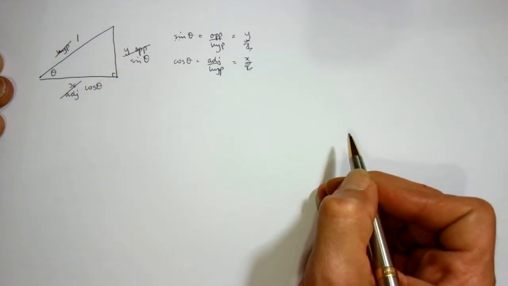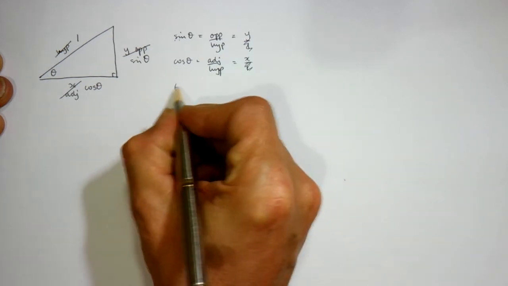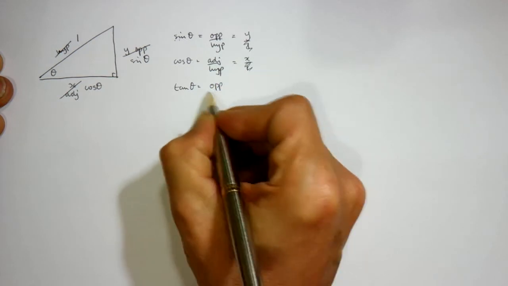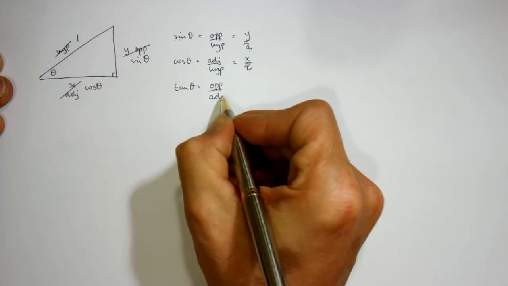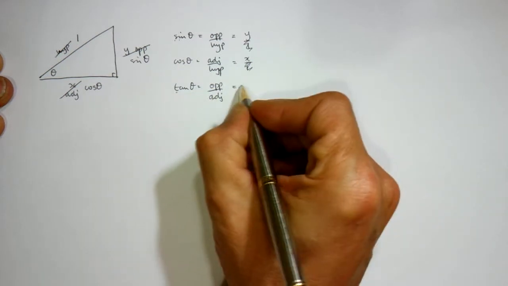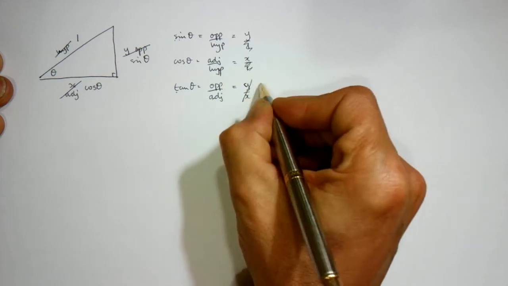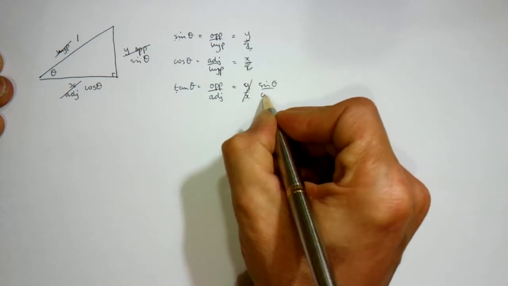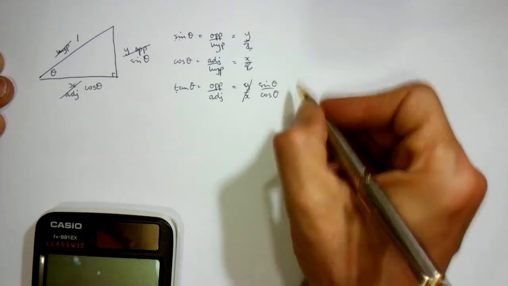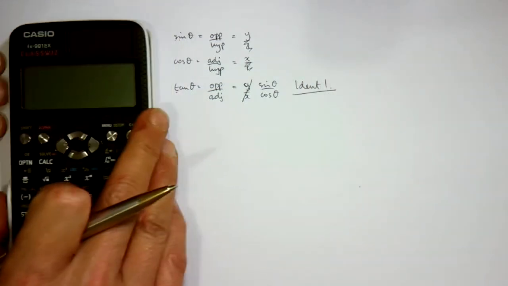Okie dokie. So we know that tan of theta is equal to opposite over adjacent from SOHCAHTOA, tan is opposite over adjacent, and in this case that's y over x, it used to be, but now it's sine of theta over cos of theta. And that's our first identity, identity 1. And we can test that.